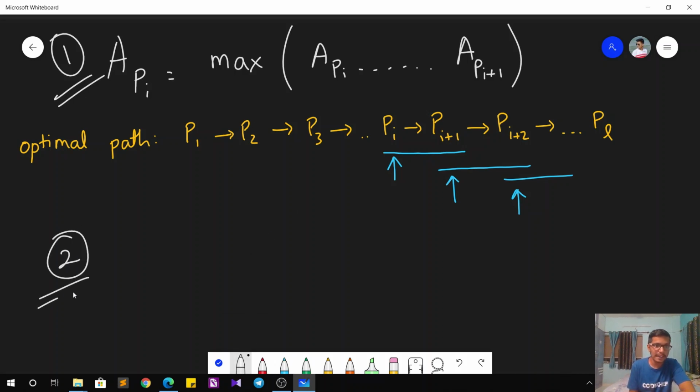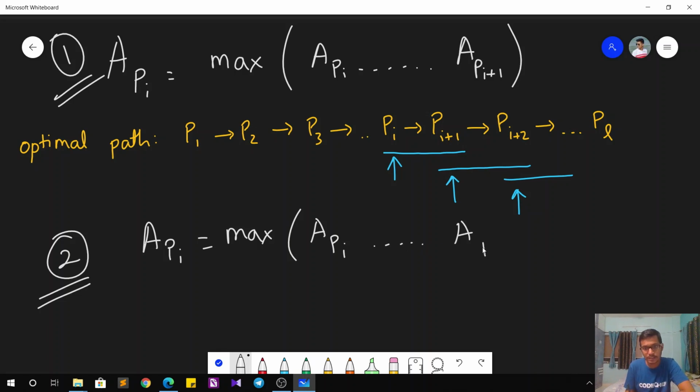So let me write the second result that we are getting. A of Pi, initially we were saying it is the maximum of A of Pi till A of Pi plus 1. That is only the consecutive positions in which we are jumping. But actually, if you extend the result to all consecutive pairs, you will see that it is not just maximum in the consecutive ones, but till the last one. That is, it is maximum from A of Pi till the very last one, that is A of PL.